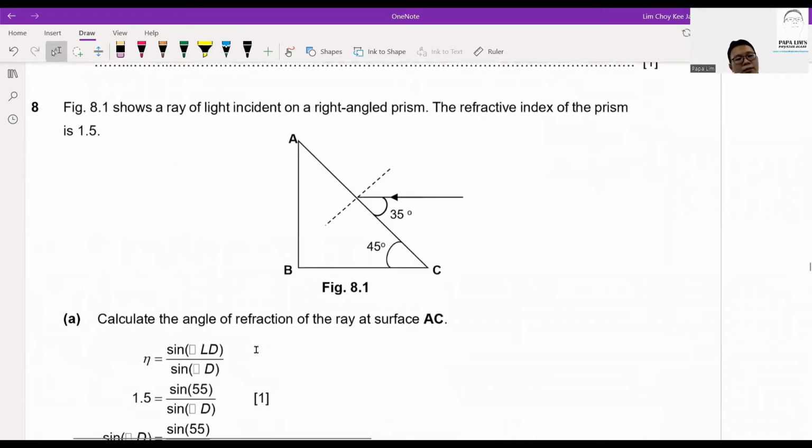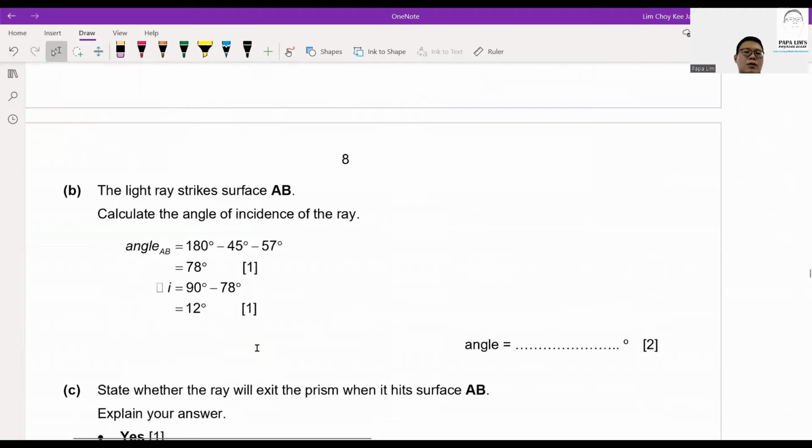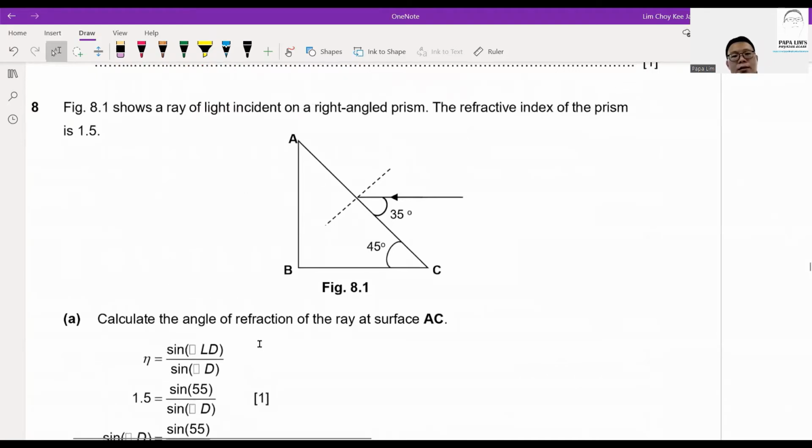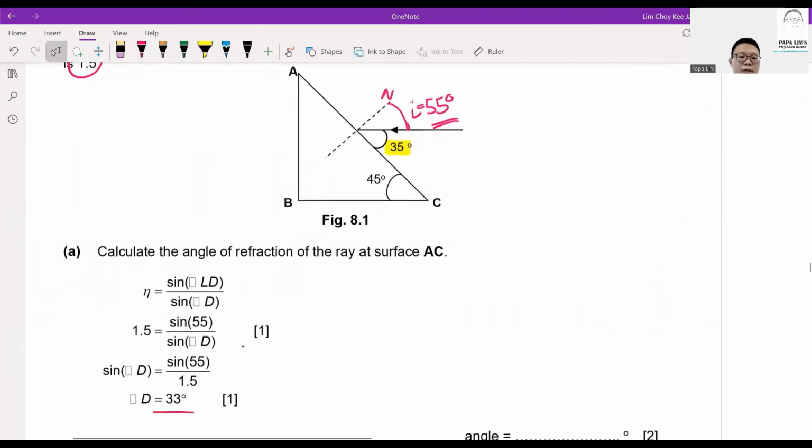I would say question 8 is a standard refraction question, or an internal refraction question. Common mistake, please take note, do not make: this angle 35, remember, is not my incident angle. Incident angle is always measured from the normal to the ray itself. So it should be 45 degrees. Is it 45? No, it's 55 degrees, sorry, my math. So it's actually 55 degrees. Then the refractive index given is 1.5. Same thing, you plug in the formula, you should get the answer to be 33 degrees. So the ray will be at 33 degrees here.